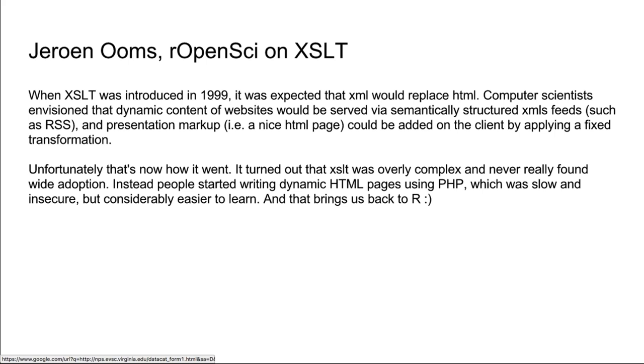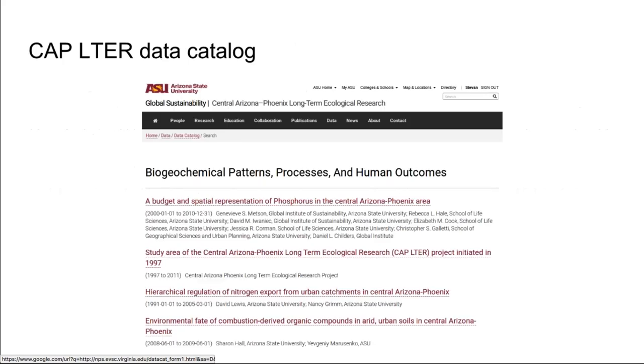And I got to throw up this quote from Jerome Ooms with ROpenSci because I just love this. I won't read it word for word, but Jerome was basically saying how, at one time, it was envisaged that the entire web would be operating on XML and we would just style it all with XSLT. But people realized that XSLT is kind of complicated and they shied away from it. Of course, that is not the way that it went. So it can be difficult to learn. It can also be somewhat constraining in its implementation.